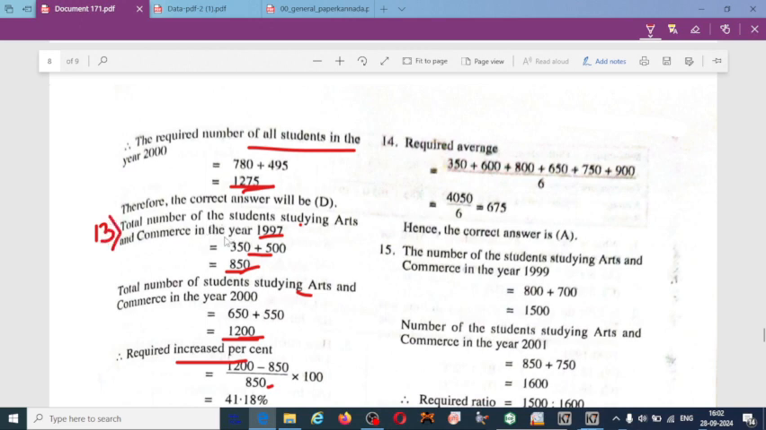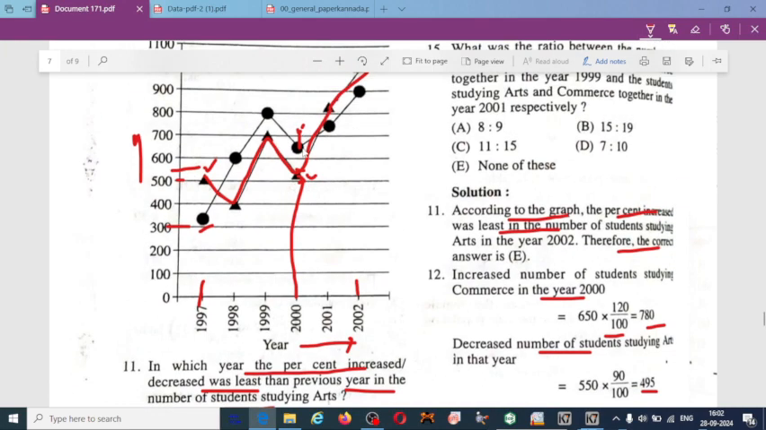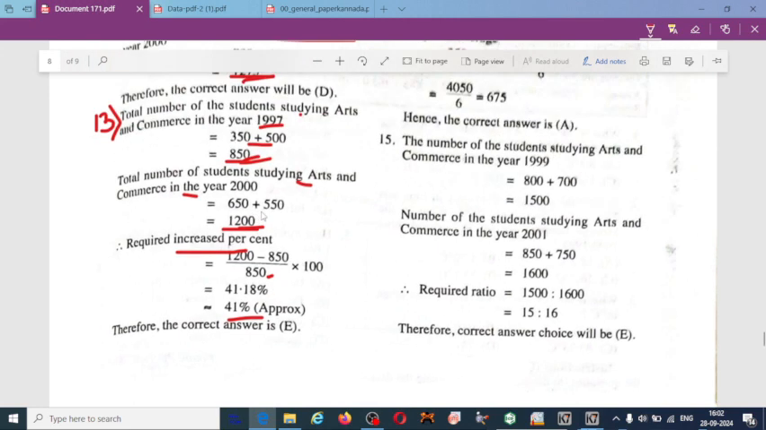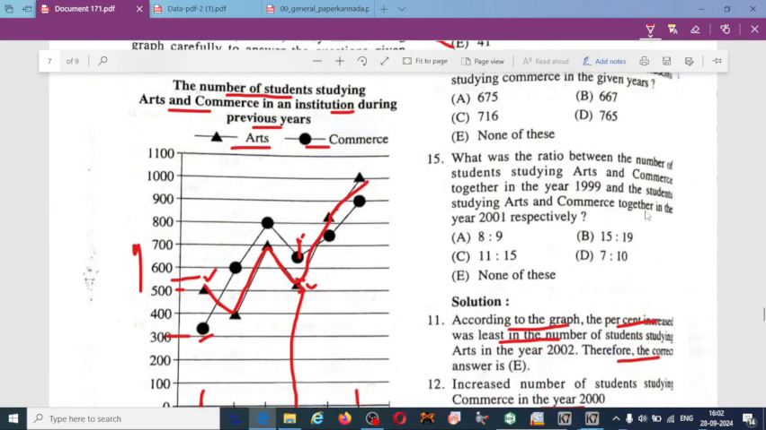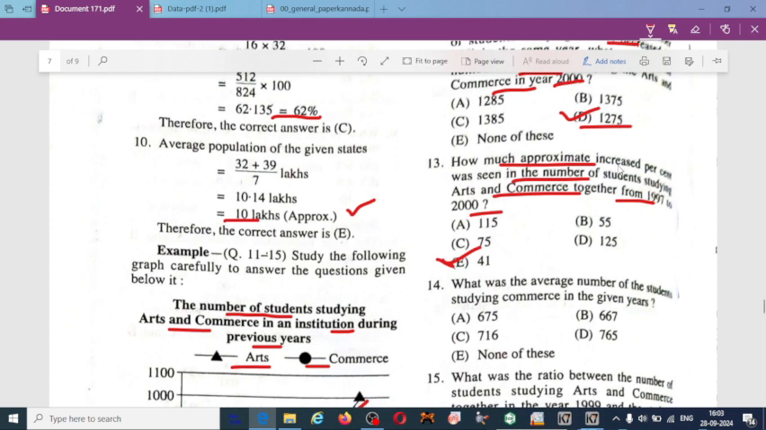So the total number of students studying arts and commerce in the year 97 is 350 plus 500, 850 students. Total number of students studying in arts for the 2000 year. Here is the 2000. Around how much here? 650, 550, so 1200. So required increase percentage, that you should get it by taking the values for 97 and 2000. So 41%. Option E is correct.